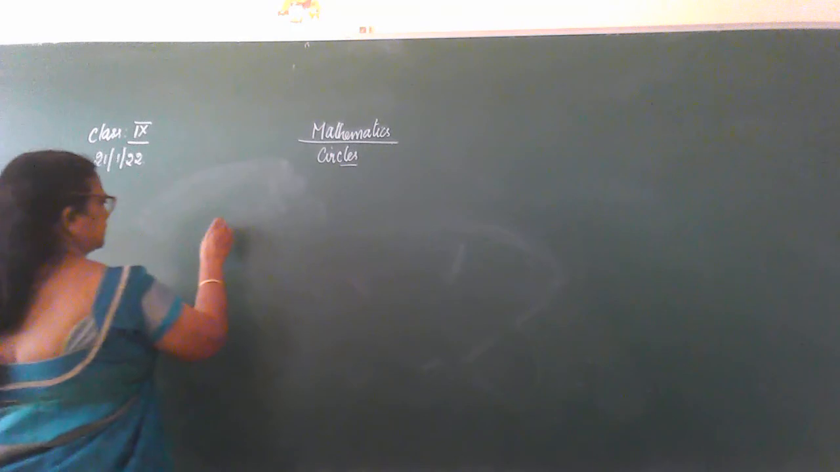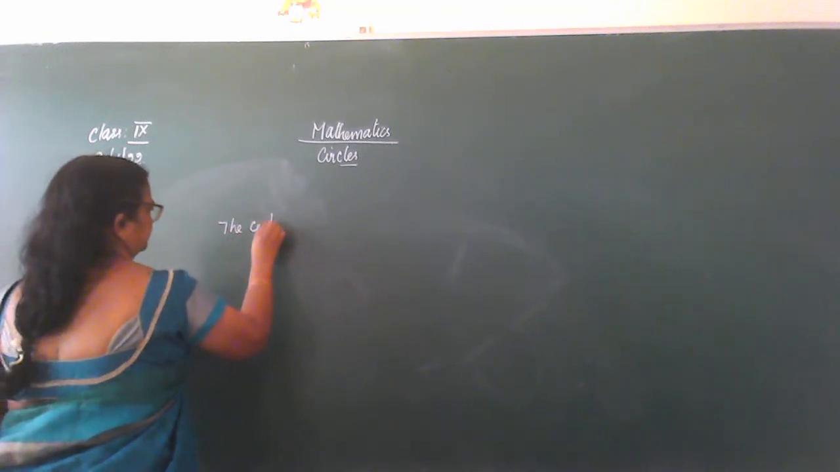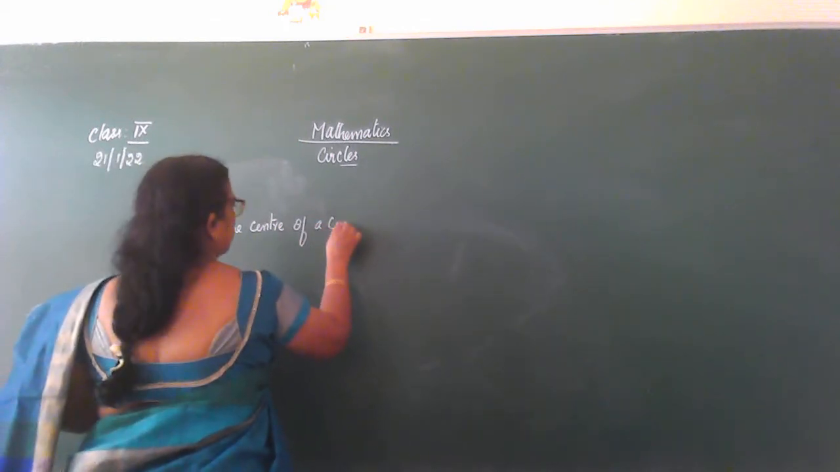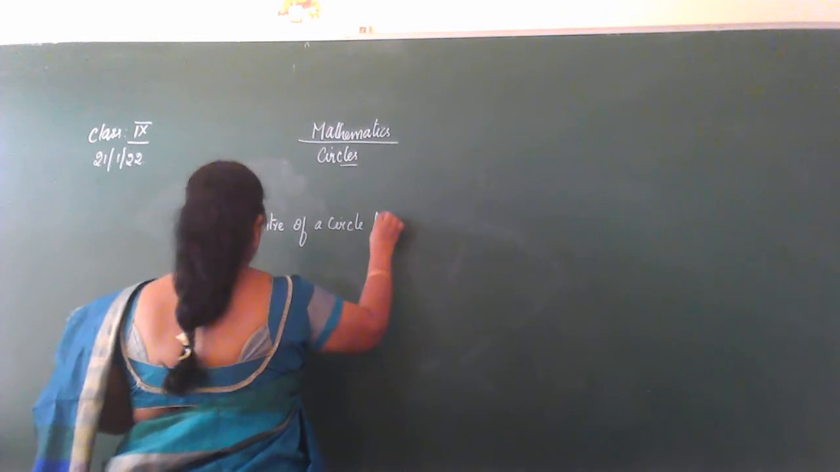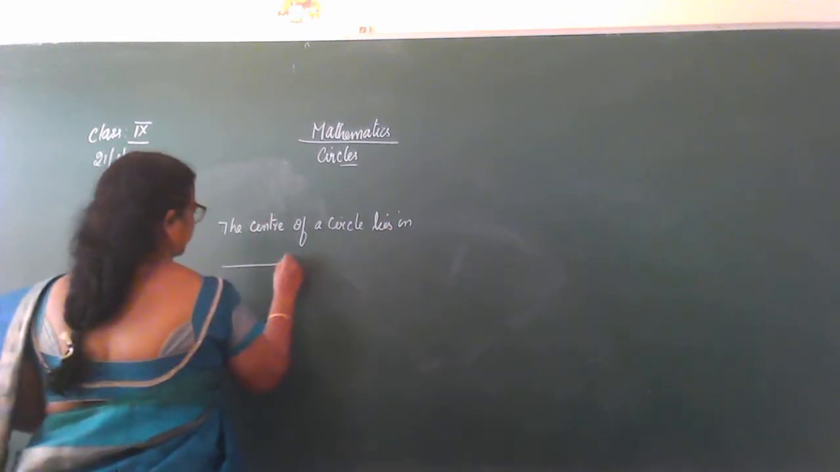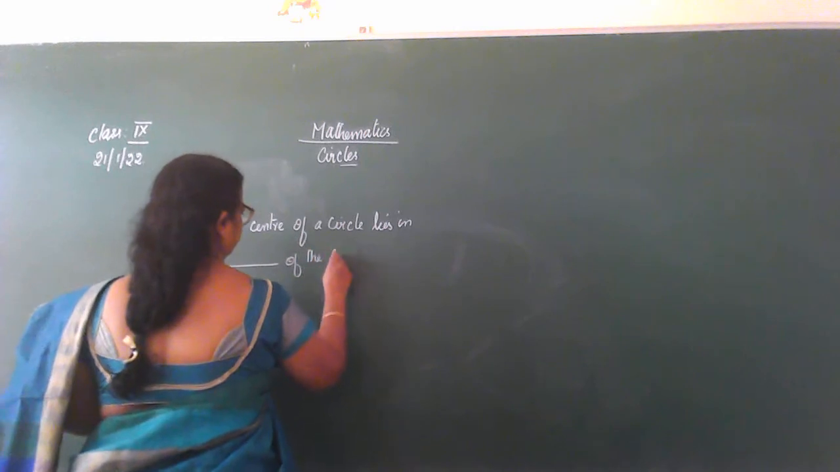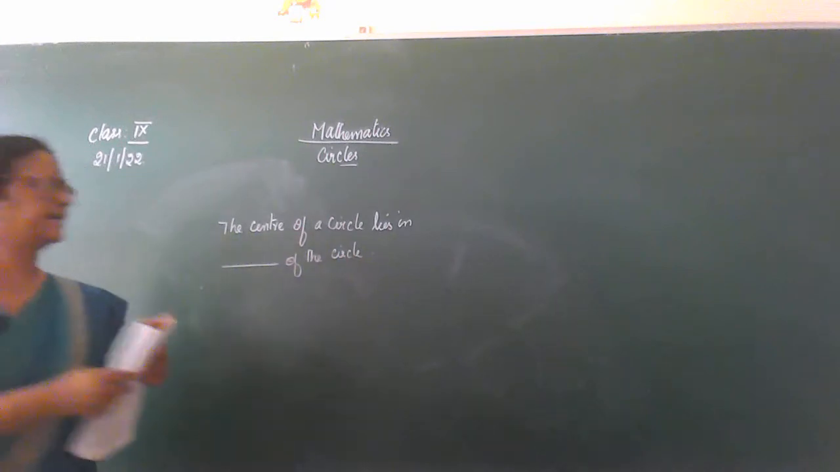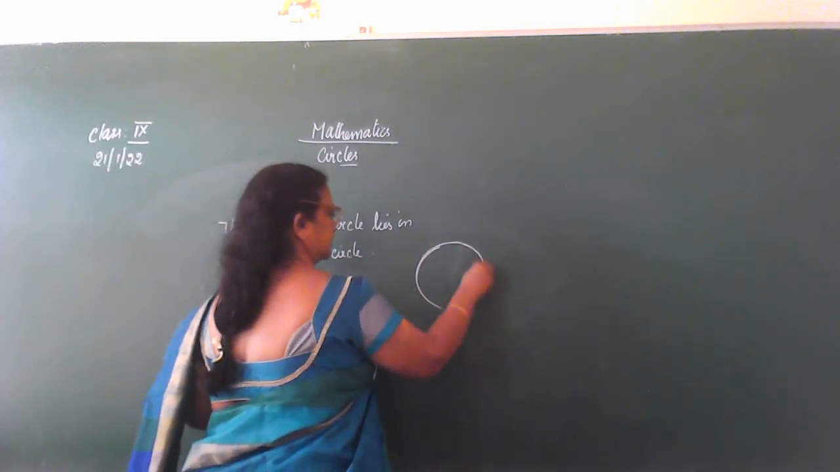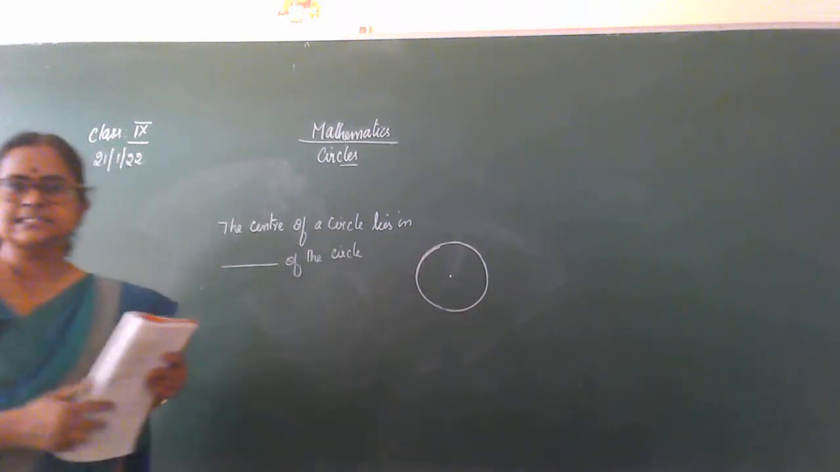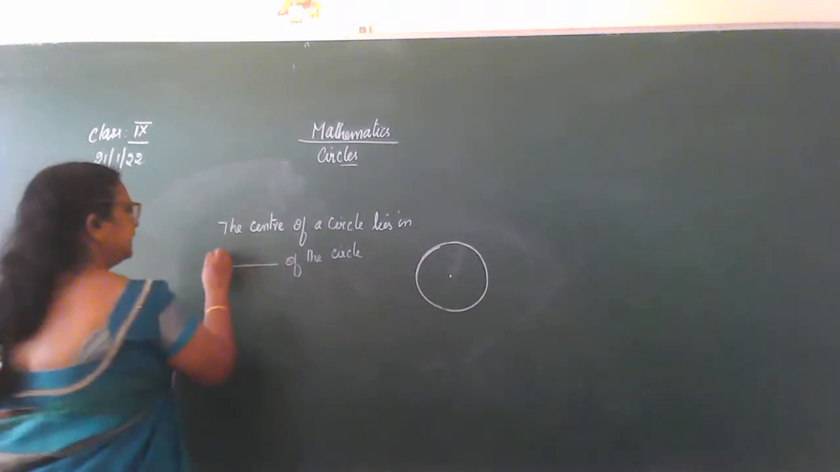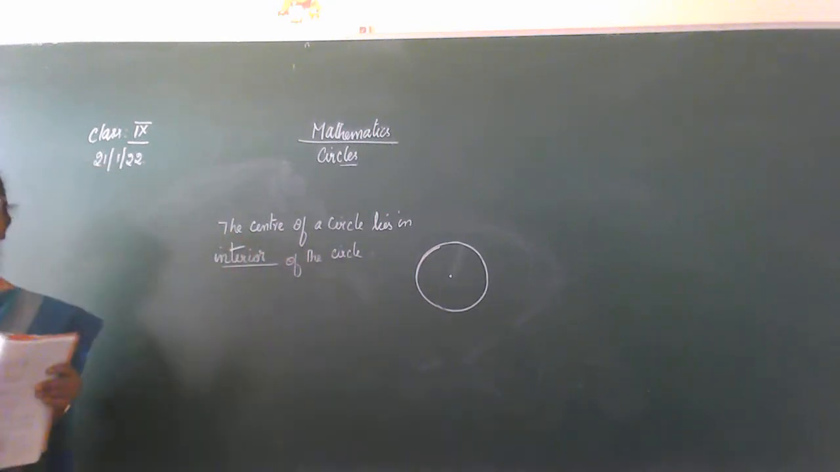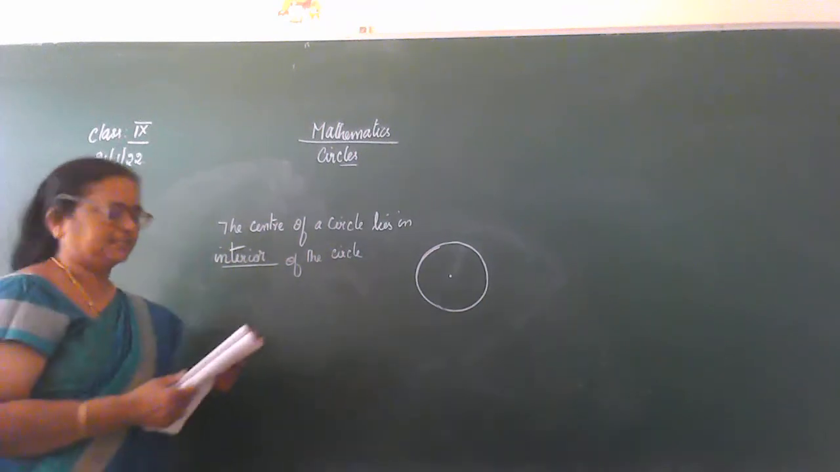The first fill in the blanks is: the center of a circle lies in dash of the circle. So where does the center lie in the circle? Inside or outside? The center always lies inside the circle. So I can write interior of the circle. The center lies in the interior of the circle.